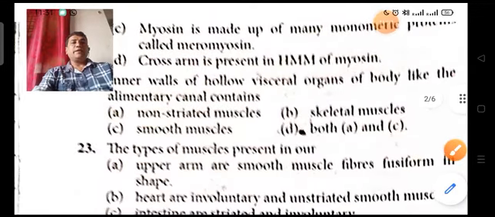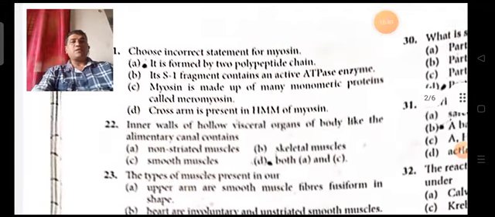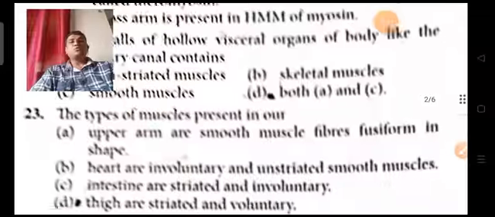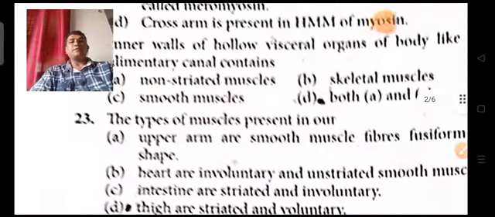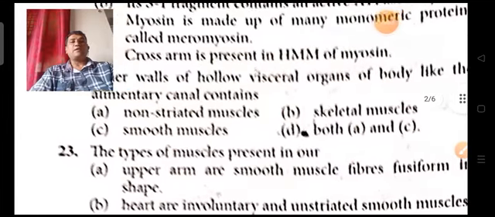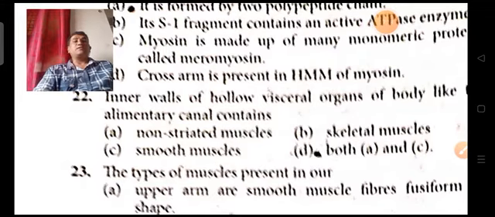Next, the inner walls of hollow visceral organs of the body like the alimentary canal contain non-striated muscles, skeletal muscles, smooth muscles, or both A and C. Generally they are non-striated or unstriated muscles because they are involuntary in function, and non-striated muscles are obviously called smooth muscles, while skeletal muscles are also called striated muscles.